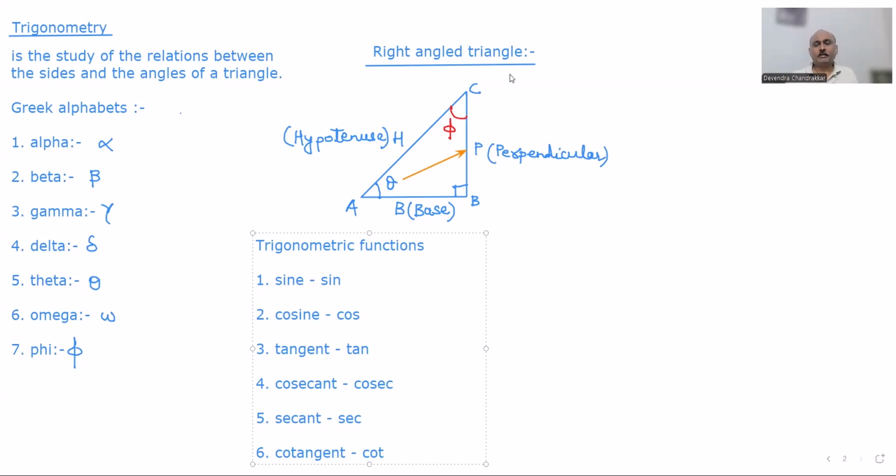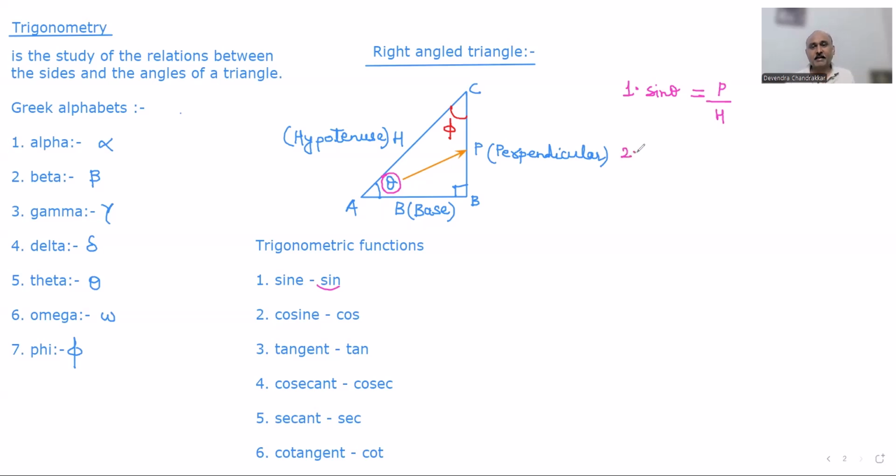So how do we use these functions now? Please pay attention. This is very important. We write sine theta as... How do we write sine theta? This is the trigonometric function. It operates on the angle of the triangle. A function operates on something, right? So the sine is operating on this angle theta of the triangle. How is the value of sine theta given? Value of sine theta is given as perpendicular upon hypotenuse H.